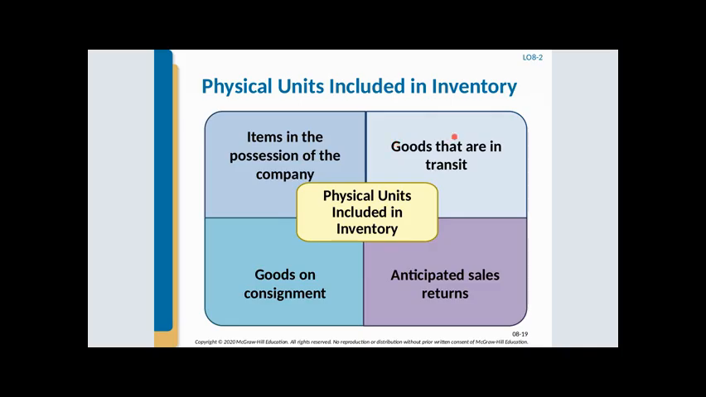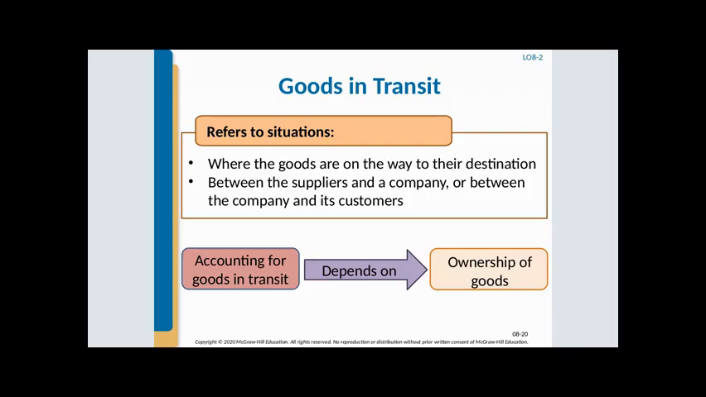However, there may be instances where the inventory is in transit, and so we have to determine who owns this inventory. Is it the seller or the buyer? At which point does the title transfer? Okay. Then we may have inventory that is on consignment. So we have to see who owns that inventory, who's going to report that inventory on the balance sheet. And then remember chapter 7, we looked at anticipating or estimating sales returns. So that is something that is also associated with our inventory levels.